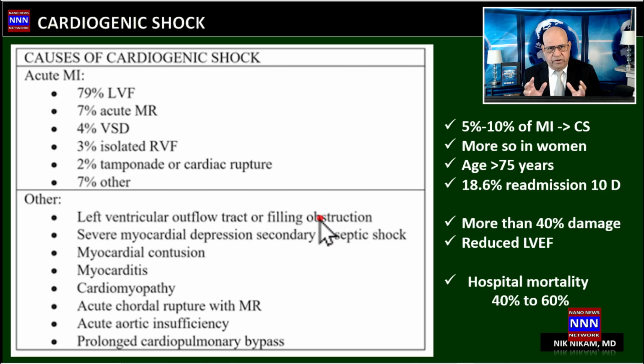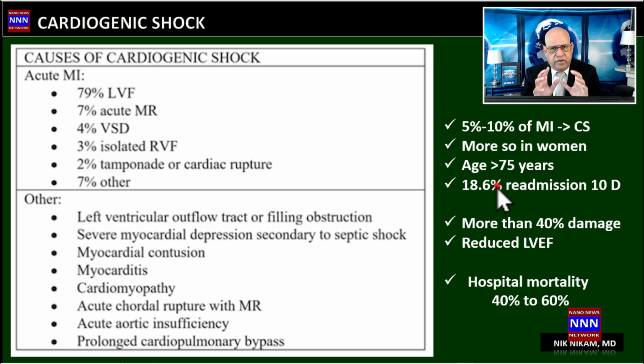What causes cardiogenic shock? As I already told you, ischemic heart disease is the most common cause of cardiogenic shock. In fact, 5 to 10% of the people with myocardial infarction end up with cardiogenic shock. It is more often seen in women over the age of 65 years. And if these patients recover from cardiogenic shock, they have 18.6% readmissions within 10 days.